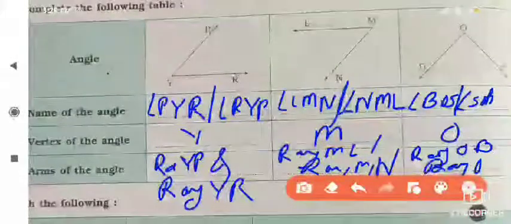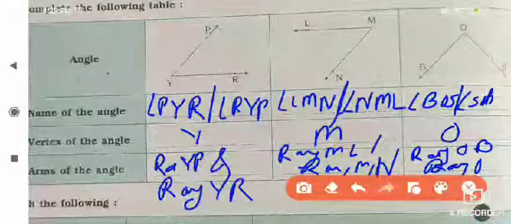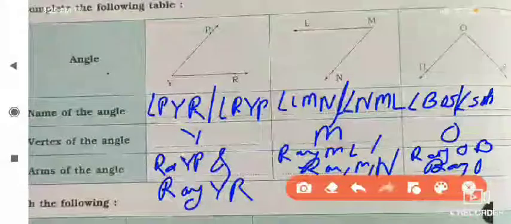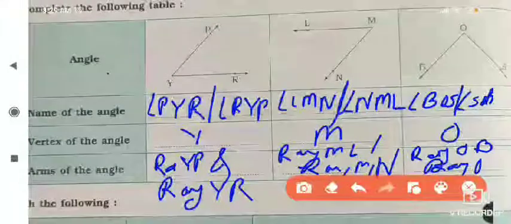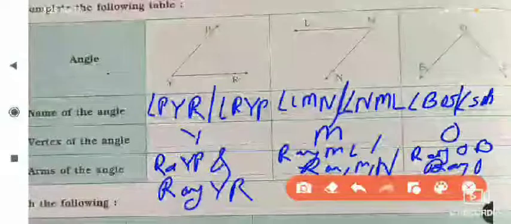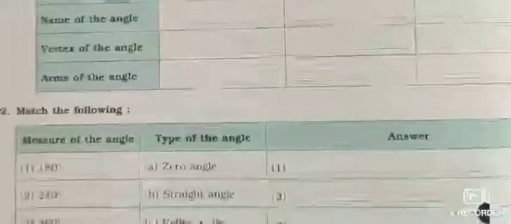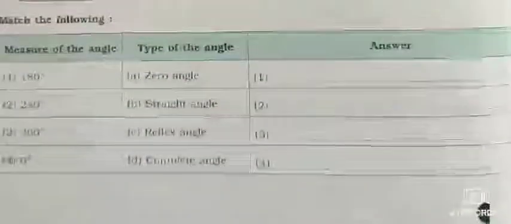Okay. Now, so that we have to complete. This is important actually. In types of angles, you have to understand how to read the angle, which is the vertex of the angle, and which are the arms of the angle. Okay. After this question we will see the match the pairs.